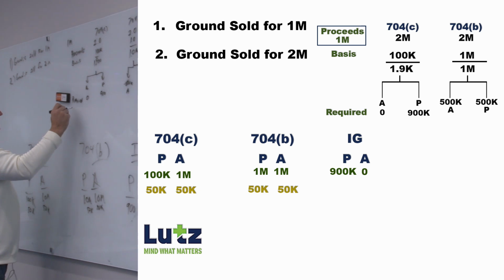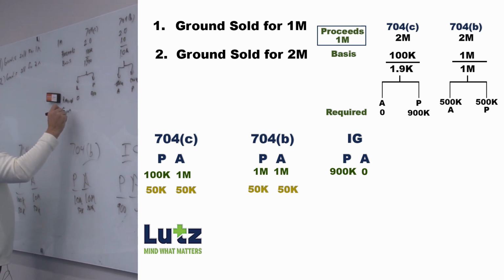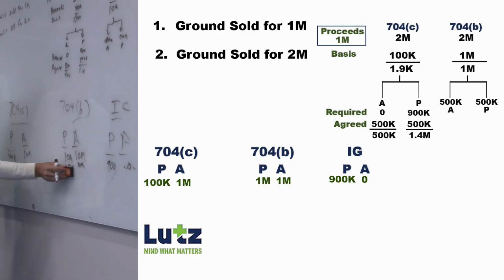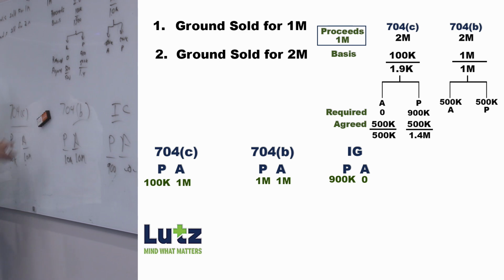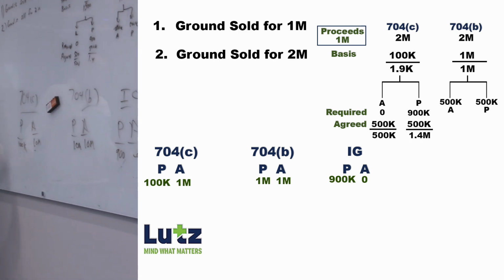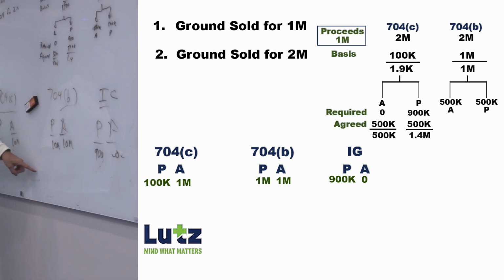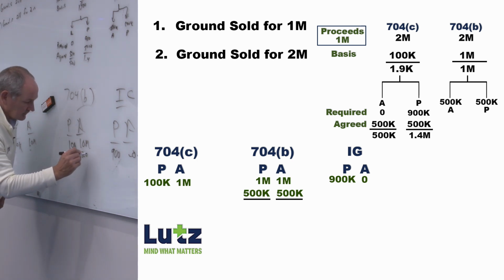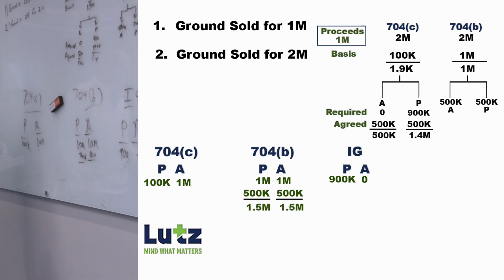Okay, so now we have agreed, what's our deal? Economic deal? 250. So how much does Aaron get? So 500. And 500. So 1.4 and 500, correct? So we're going to come down here and turn this off for a second. How much 704B income was allocated? 500,000. What does that foot to? 1.5.